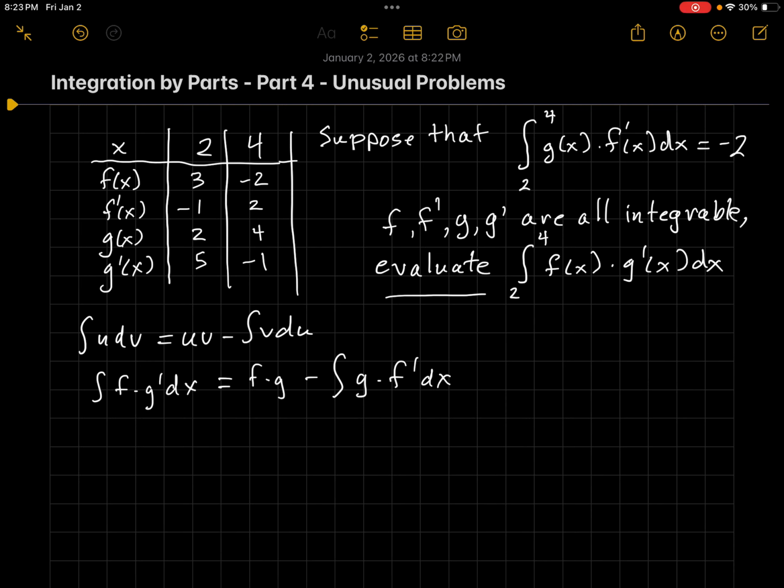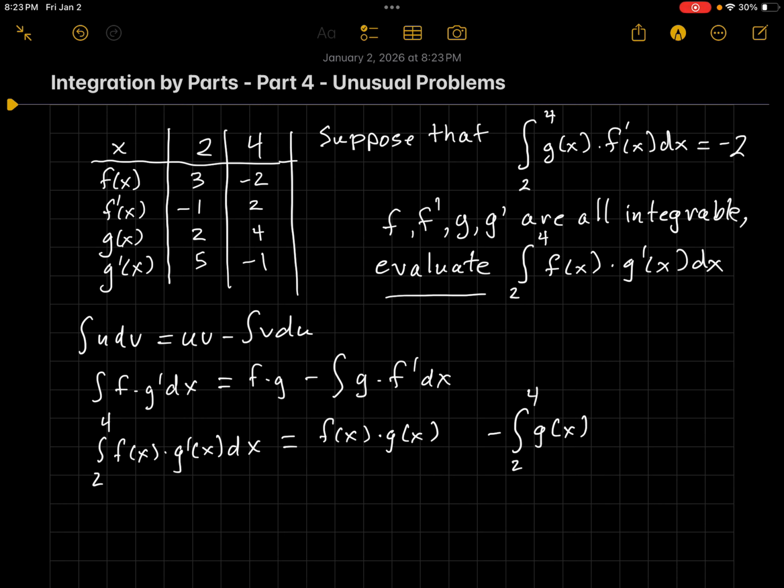So let's go ahead and put some limits down, because our goal is to find the integral from 2 to 4 of f of x times g prime of x dx, which equals f of x times g of x. I'm going to leave a little space, we'll see why in just a bit, minus the integral from 2 to 4 of g of x times f prime of x.